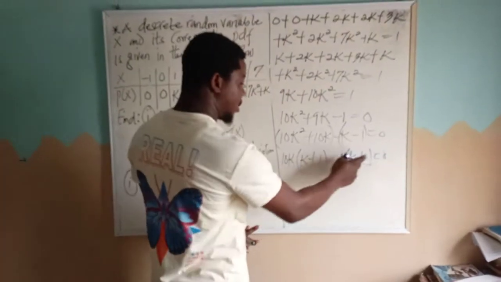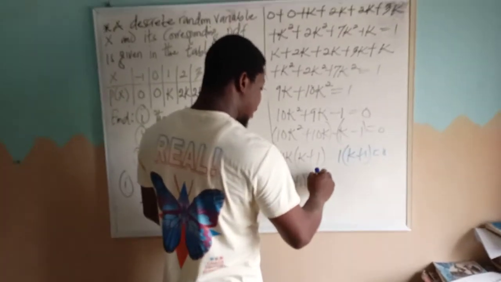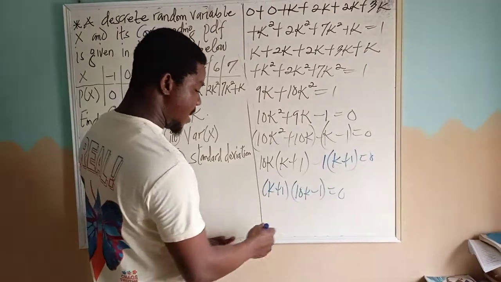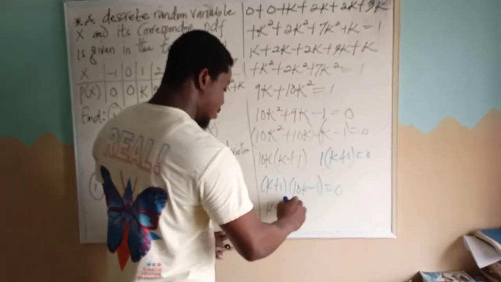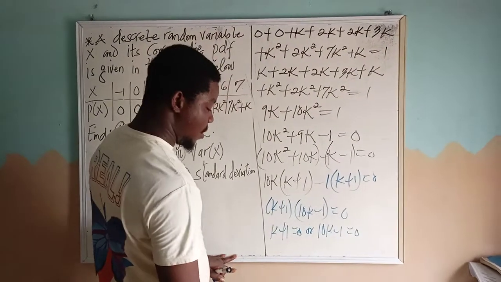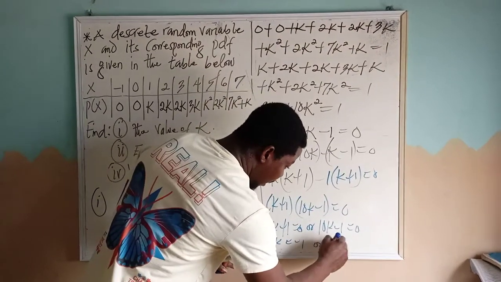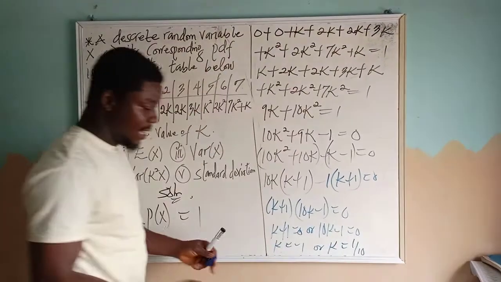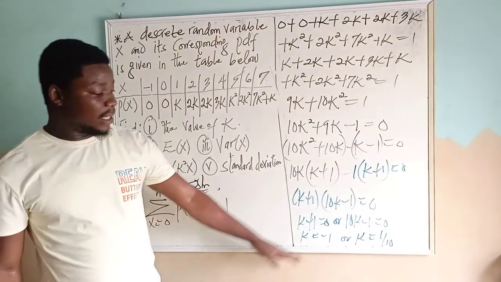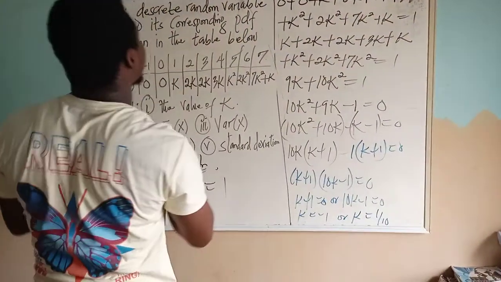And of course, these two are common factors, so you pick 1, k plus 1, and then these two outside, you group them together, which is 10k minus 1 is equal to 0. And then from here, it means that k plus 1 is equal to 0, or 10k minus 1 is equal to 0. Okay, which means k is equal to negative 1, or k here is equal to 1 over 10. And then of course, in probability, you don't really consider the negative value. So we only look at the positive value of k.